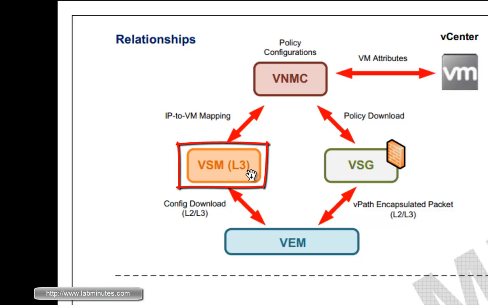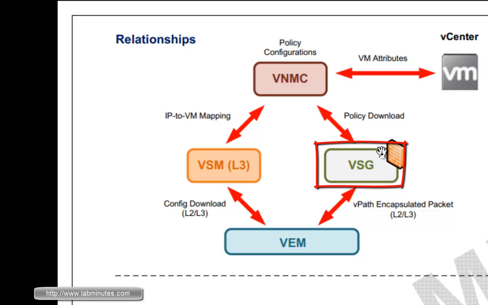You can view this as being very similar to the name command on the ASA that allows the ASA to refer to a host by name instead of IPs in the ACL. VSG, on the other hand, registers to VNMC to download the security policies, since all the configurations are done on the VNMC. We are already familiar with the communication between the VSM and VEM if you have watched some of our Nexus 1000V videos.